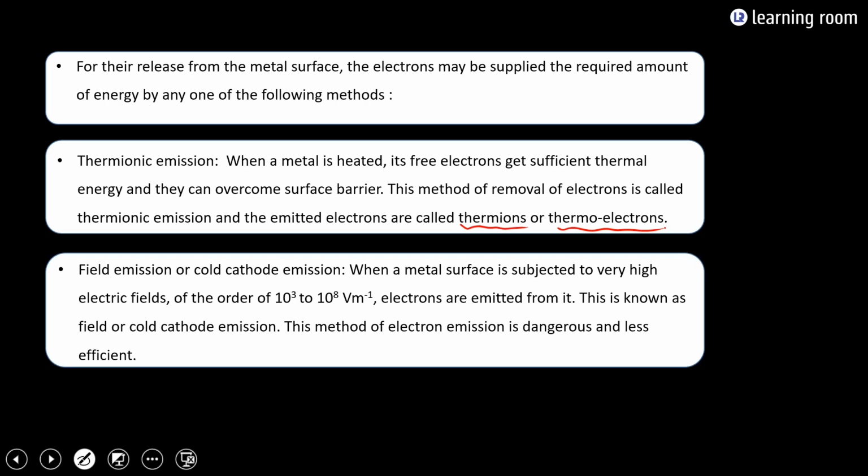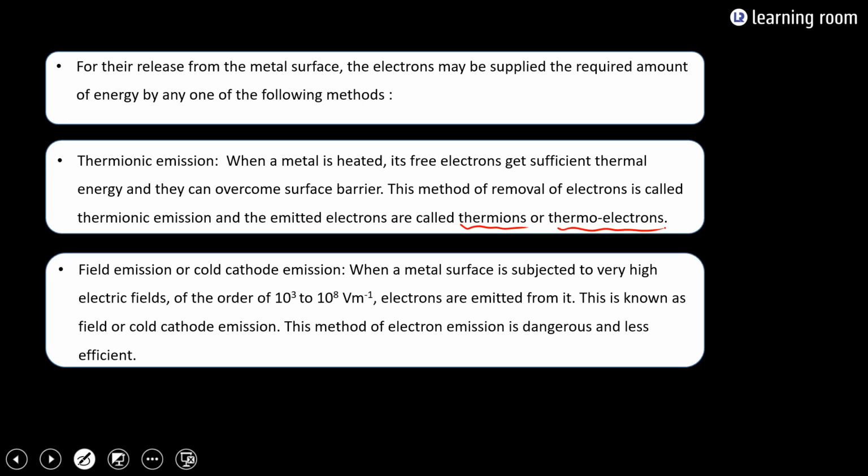The next one is field emission or cold cathode emission. This word is not much used. We generally call it field emission. The name is suggesting again: if you subject the metal to high electric fields. So when a metal surface is subjected to very high electric fields, generally of the order of 10 power 3 to 10 power 8 volt per meter. So what are the two units of electric field? One is Newton per coulomb, and the second is volt per meter.